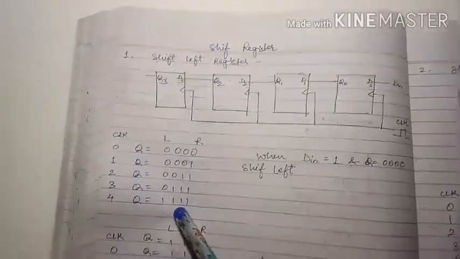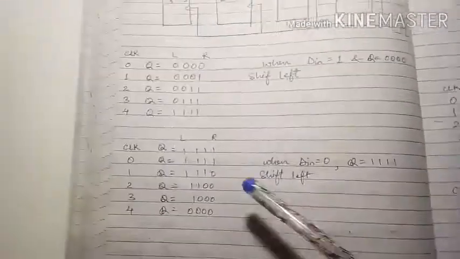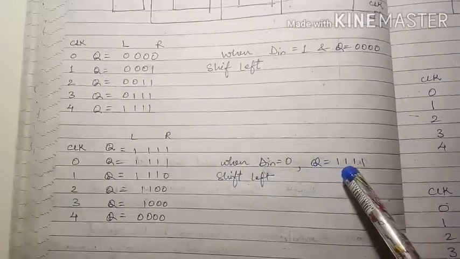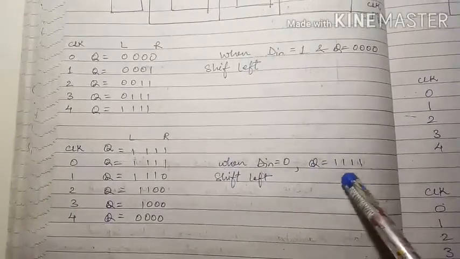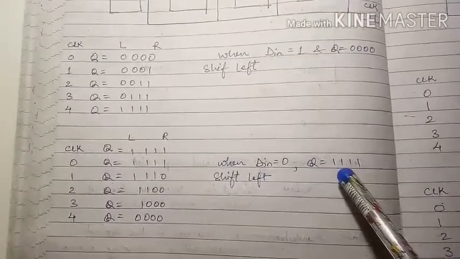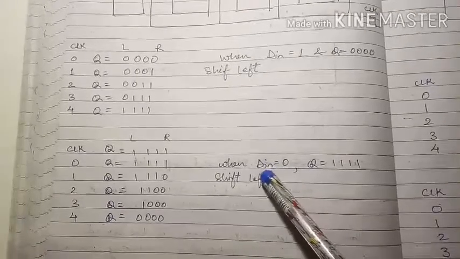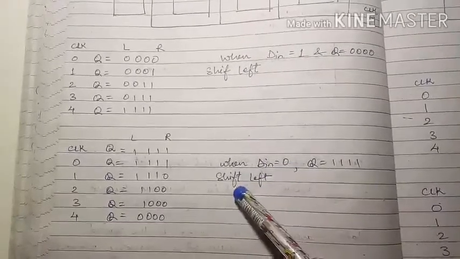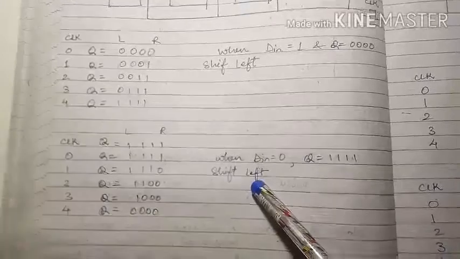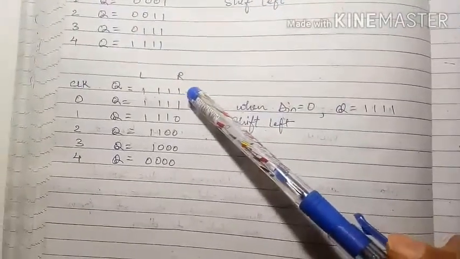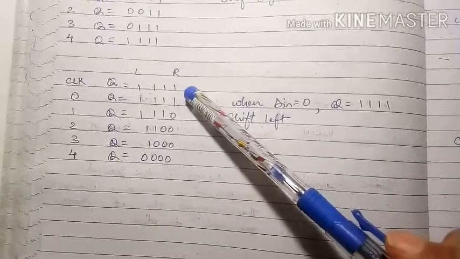We can see another example. Consider D in is equal to 0 and Q is equal to 1 1 1 1. The initial output is set to 1 1 1 1, and we will input the input bit as 0, and we will be performing the shift left operation. Initially the output is set to 1 1 1 1. All the flip-flops are set to 1.